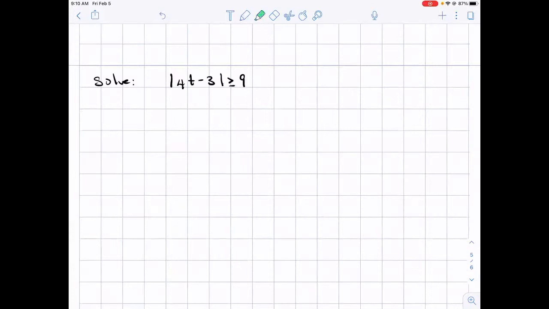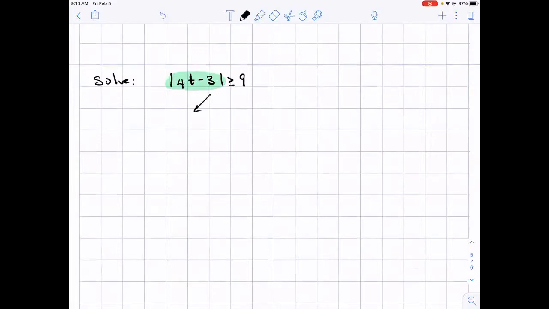So notice that my absolute value is isolated, it's by itself, so I can go ahead and split my problem into two. We have 4t minus 3 is greater than or equal to 9, and then we have 4t minus 3 is less than or equal to minus 9.